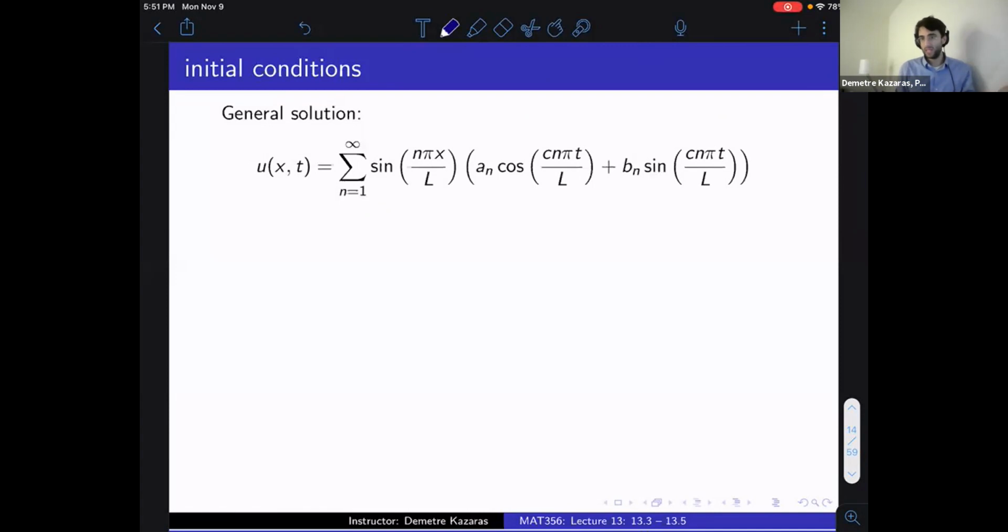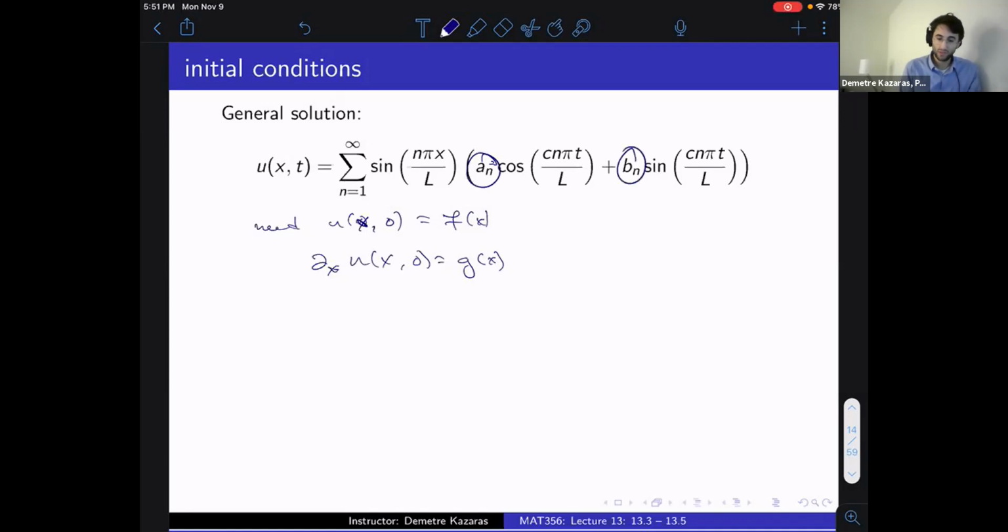But what about the t conditions? We still need u of x comma 0 to be some given function f of x, and we need the t derivative of u at time 0 to be the given function g. The two pieces of initial conditions that are supposed to determine what the function is. And that's good news because we have two parts of the function that are not determined yet, the a coefficients and the b coefficients. And you may not be surprised to learn those are going to be the Fourier coefficients for f and g. So that's exactly what happens.